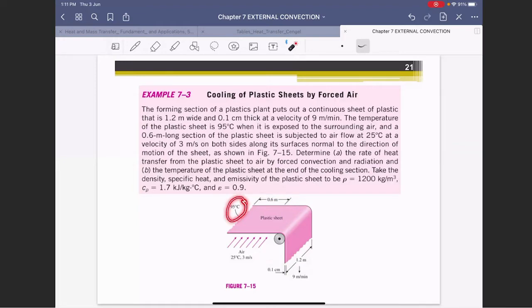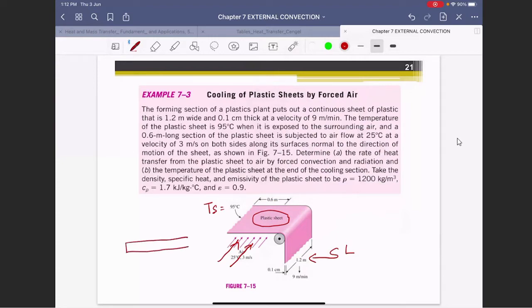Now, do you see 95 degrees C is the surface temperature of the plastic sheet? If I write it properly, this is the surface temperature of the plastic sheet, and this is the length. Why is this the length? Because the airflow direction is this way. Can you still remember that I have a flat plate and the airflow is from this direction? So the length is this. Remember the theory? Same goes here.